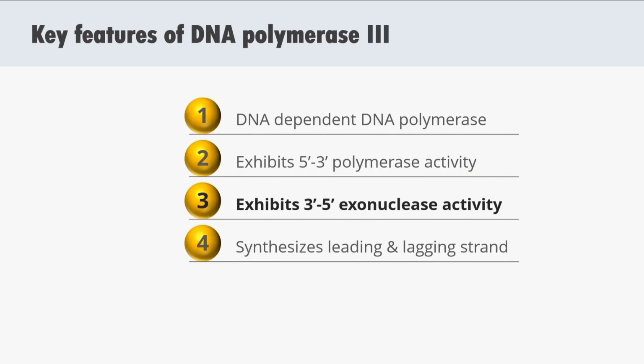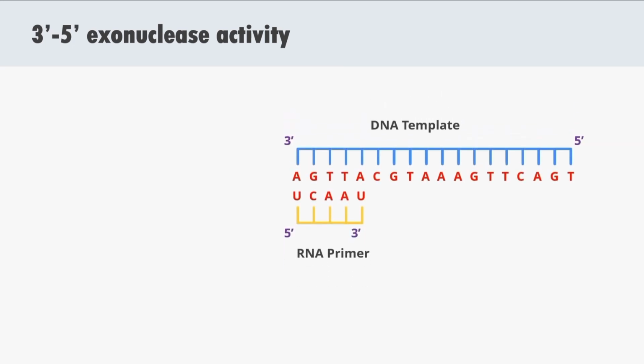DNA polymerase 3 exhibits 3' to 5' exonuclease activity. So most DNA polymerases can check their work with each nucleotide that they add to the chain. After adding a nucleotide through 5' to 3' polymerase activity, enzyme DNA polymerase 3 comes back in 3' to 5' direction and checks if it has added the correct base complementary to that present on the template strand. If yes, very well, it moves ahead and adds another nucleotide to the growing chain.